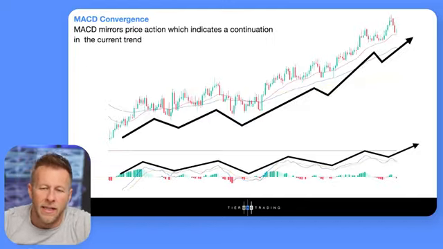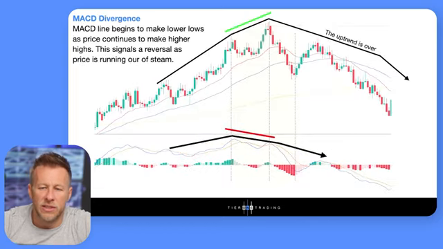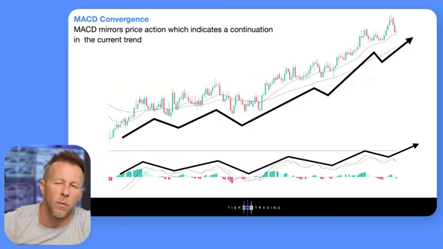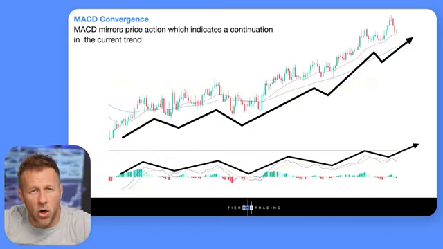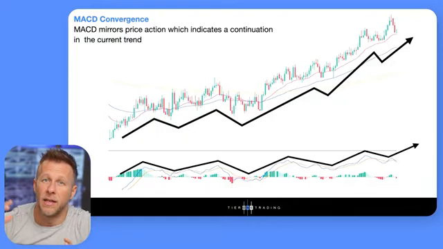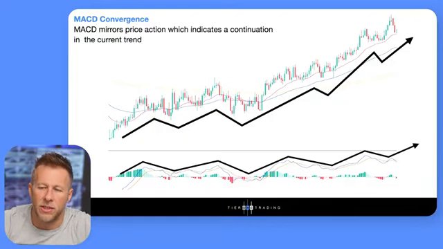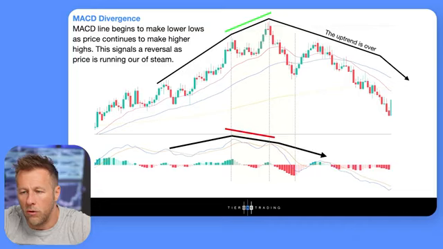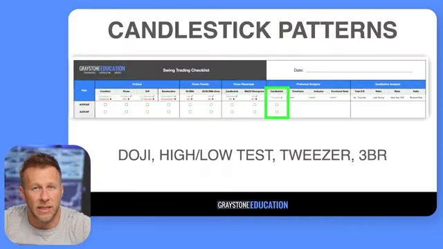Okay. And then there's MACD convergence and divergence, and really what that is to identify whether or not a trend is likely to continue on or it's likely to run out of steam and reverse. But we're not talking about that too much in this particular video. What we're really looking at now is a candlestick entry.